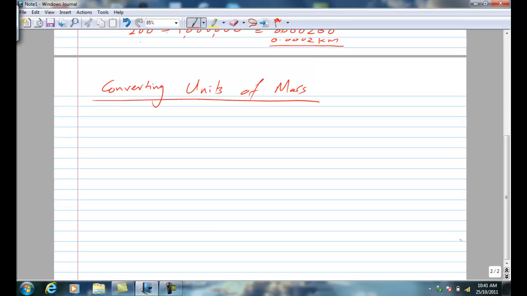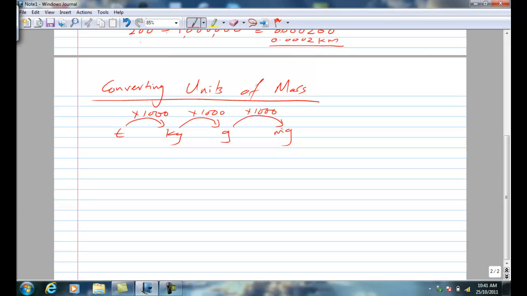Converting units of mass is much simpler than converting units of length, because we deal with just one number, and that is 1000. So if you have a ton, and you want to convert that into kilograms, you simply multiply by 1000. And if you have a kilogram and you want to convert it into grams, you multiply by 1000. And once again, if you have a gram and you want to convert it into a milligram, you multiply by 1000 again. So the number involved here is just 1000 all across, from ton to kilogram to gram to milligram.